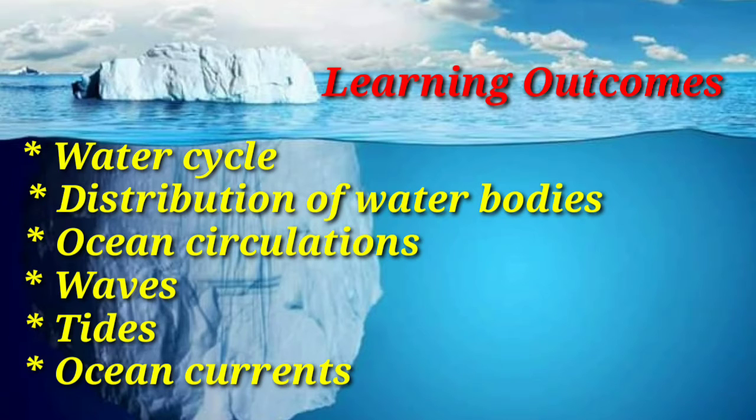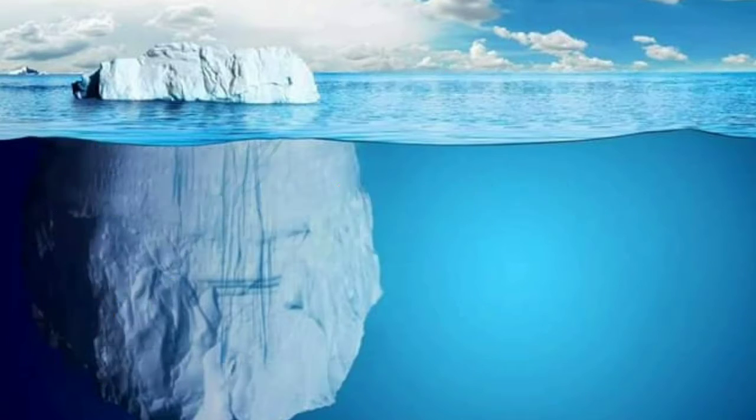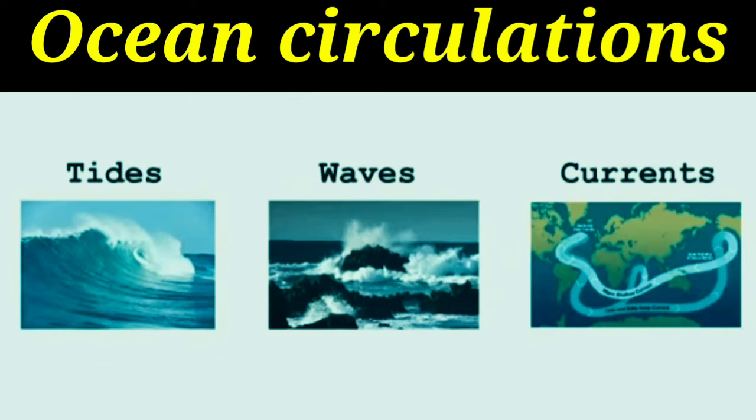In the last video, we studied about the water cycle, distribution of water bodies and ocean circulation. In this video, we will study about waves, tides and ocean currents. As you know, tides, waves and ocean currents are the three types of movement of ocean water.